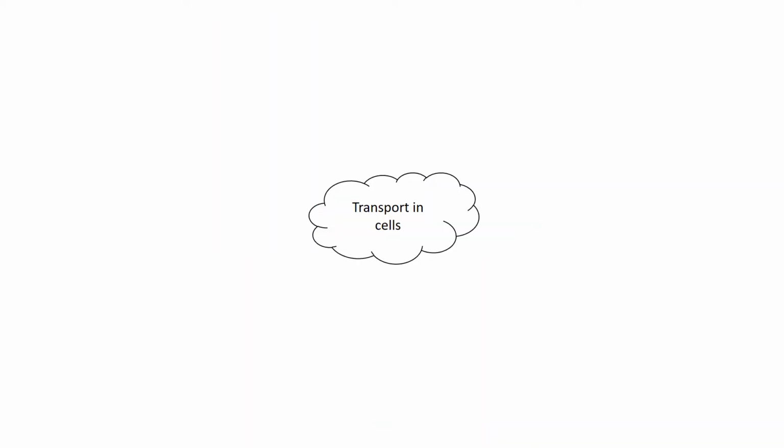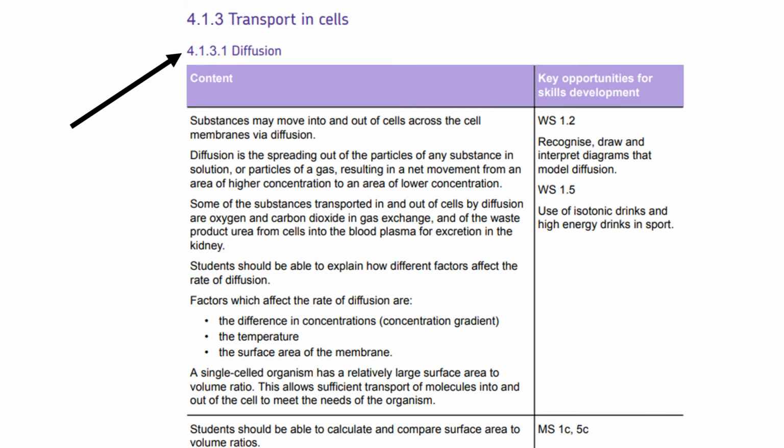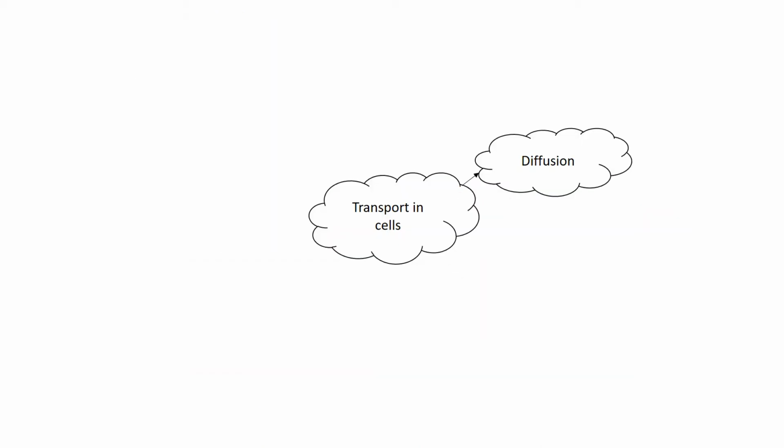In the center of your piece of A3 or a couple of bits of A4 stuck together, up to you, you'll need the title of this section, which is Transport in Cells. Now the first section, there's three sections. Hopefully you remember that there's three ways in which substances are transported in cells. We've got diffusion, which I'll do with you, and then there is osmosis and active transport.